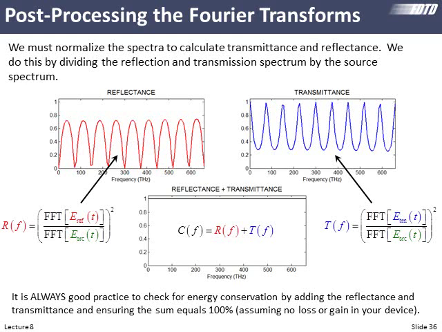Even if I am modeling something with loss or with gain, I will initially turn off that loss or gain so that the materials are lossless and perfect in some sense, simulate it, make sure I get conservation, and then turn the loss or gain on. If we incorporate loss, that conservation curve should dip down below 1. If we incorporate gain, it should go above 1.